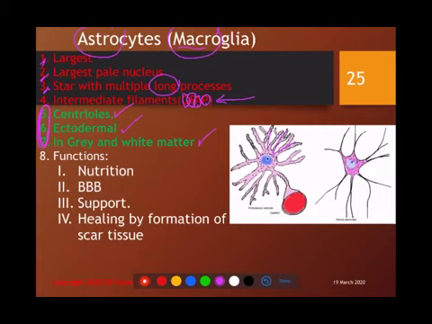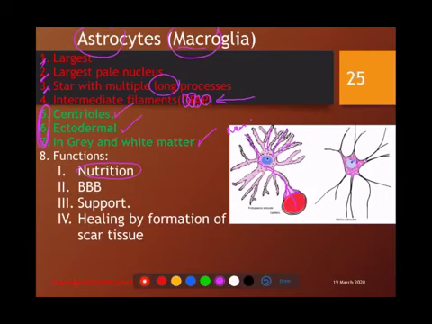Their functions are very important. 4 important points. They are responsible for the nourishment of the queen, which is the neuron. How? They have processes that end by a feet-like expansion on the surface of capillary. They take the nourishment, the good things, and give these things for the neuron. So this is the nourishment of the neuron through these astrocytes.